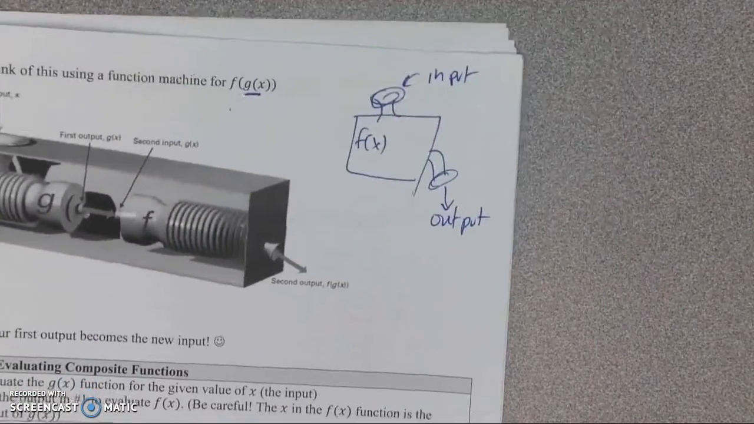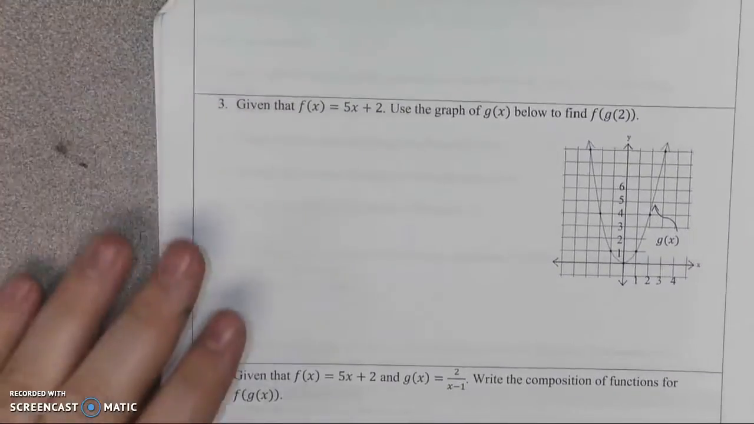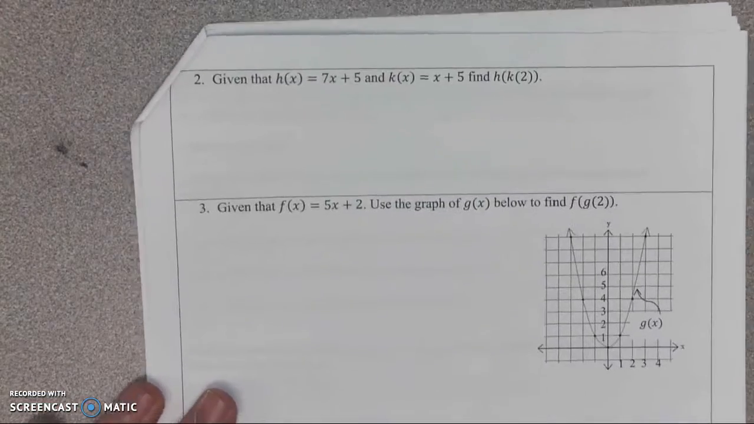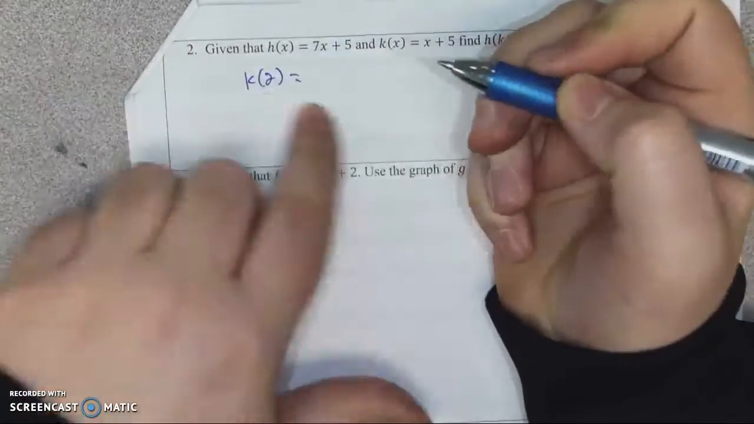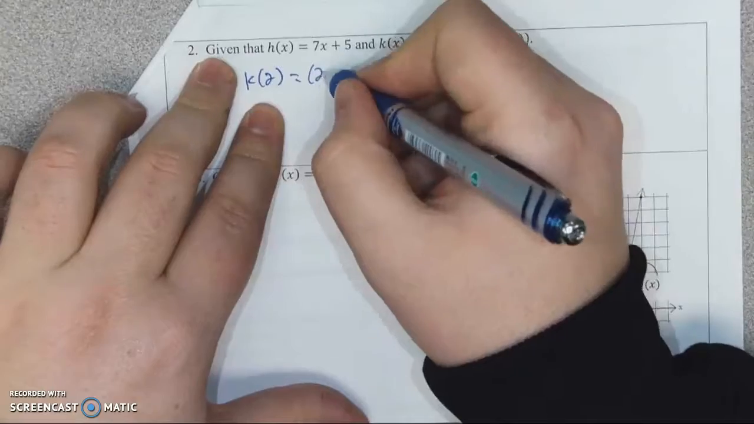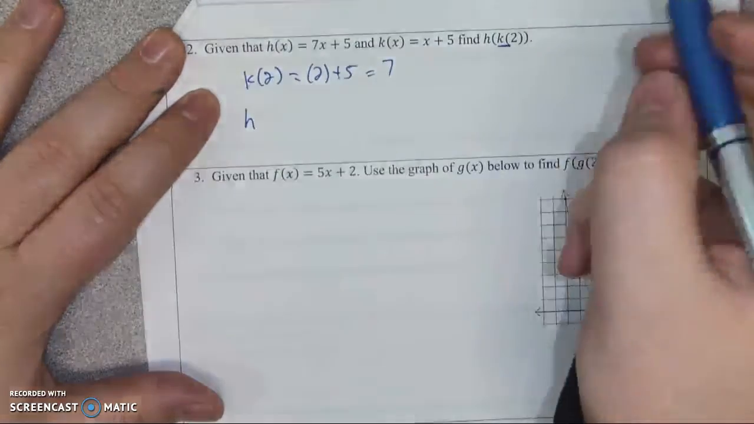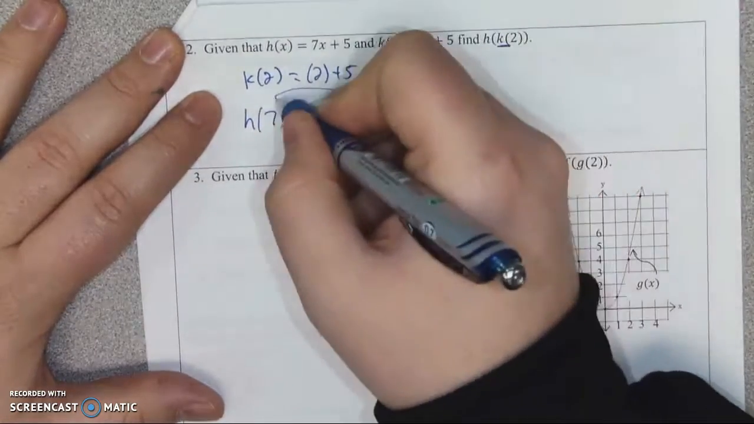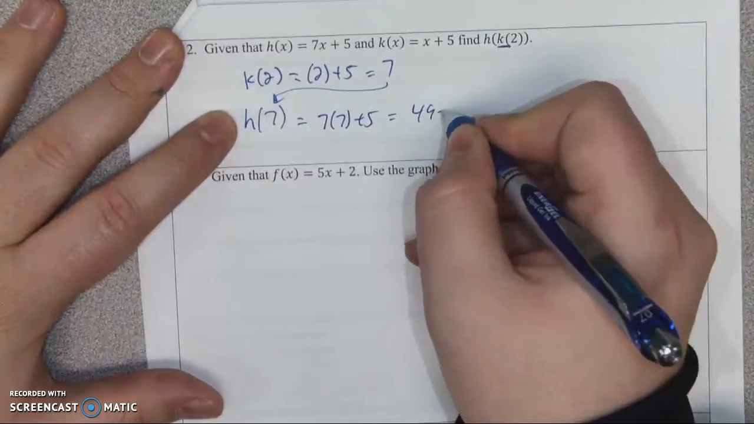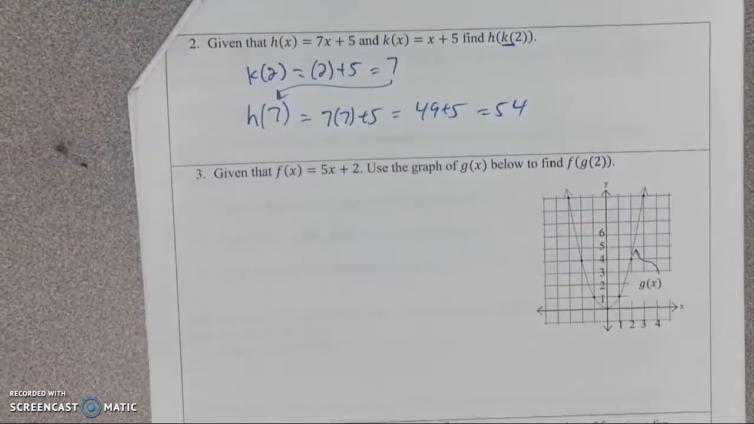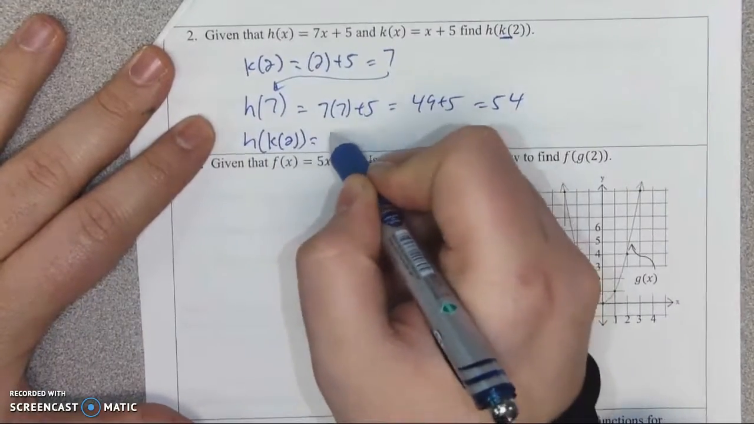Next example. H of x equals 7x plus 5, and k of x equals x plus 5. Find h of k of 2. So you find the inner first, so for k of 2 you plug 2 in for x. So 2 plus 5 is 7. Then you substitute that, so this would be h of 7. H of 7 is 7 times 7 plus 5, which is 49 plus 5, which is 54. So we would write h of k of 2 is 54.